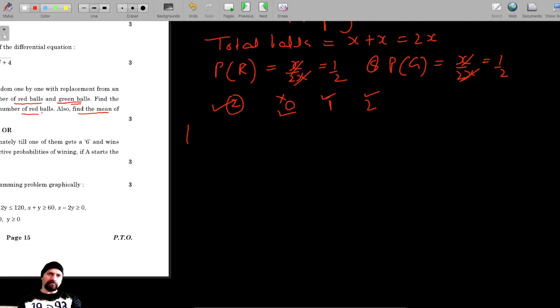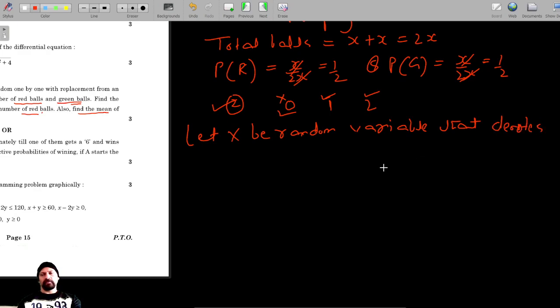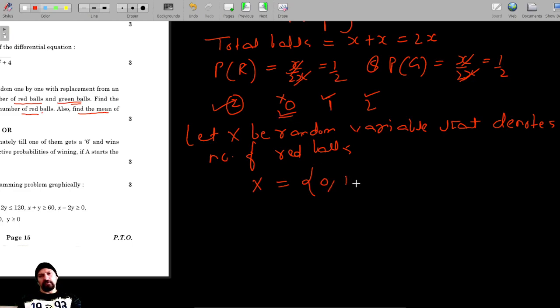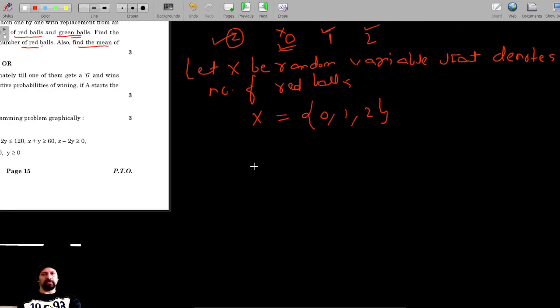So let X be a random variable that denotes the number of red balls. So X is a random variable, which means X can take the value 0, none of them is a red ball, 1, one of them is red, or 2, both of them are red.